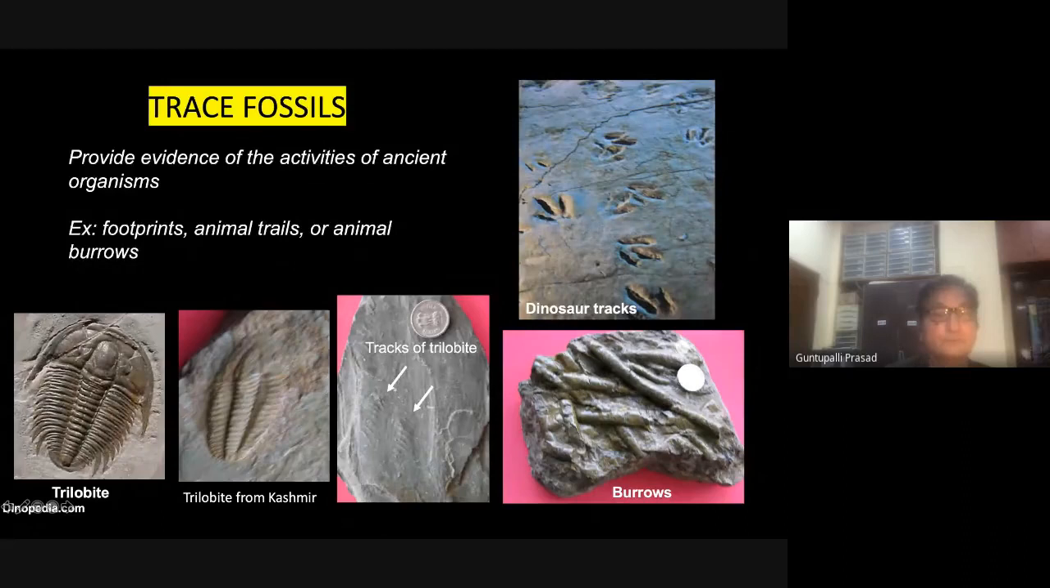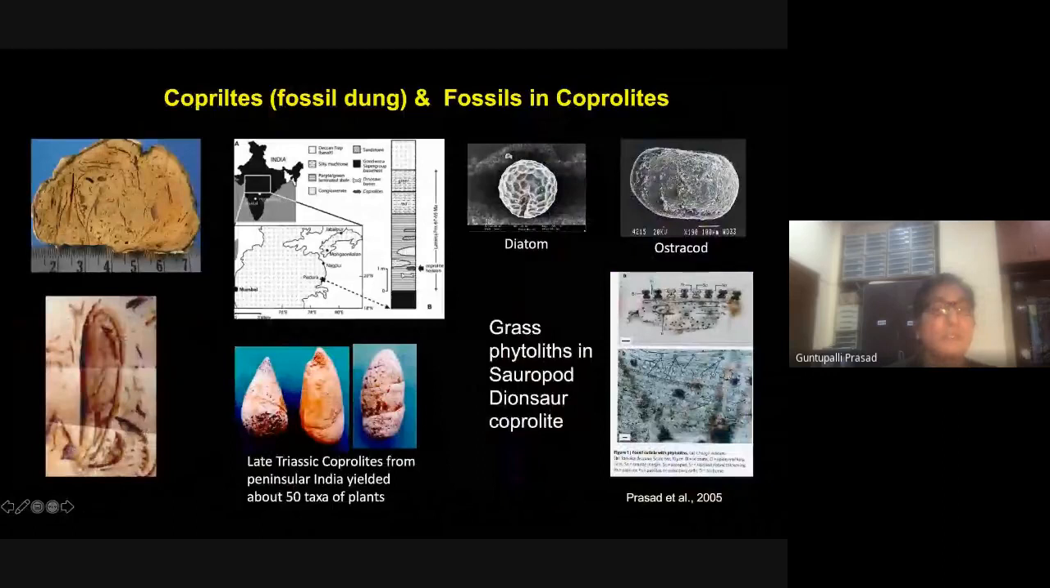The trilobites, as I told you, are marine animals which lived between 540 and 250 million years ago. They are arthropods, which have appendages on the margins, and they walked over the soft sediment using these appendages. So those marks are left on the sediment. These fossils come from Kashmir. There's a place called Hundwara where we find these trilobite fossils, and in the same sediments we also find these tracks.